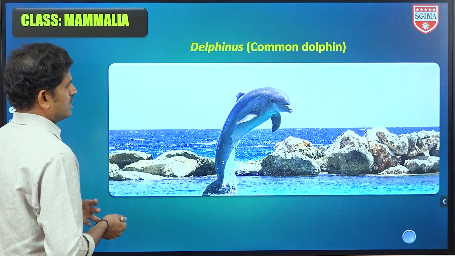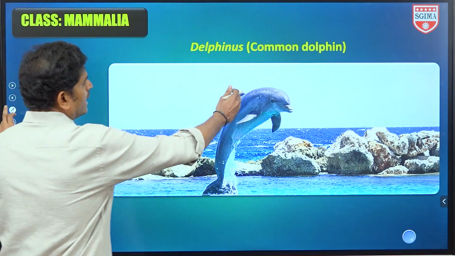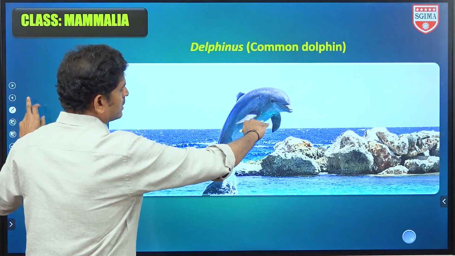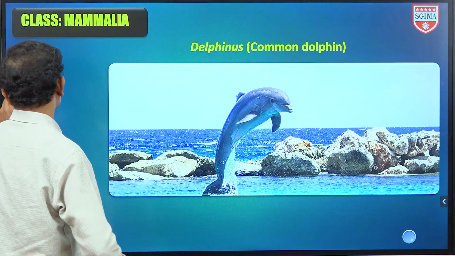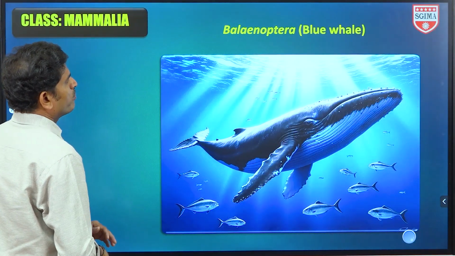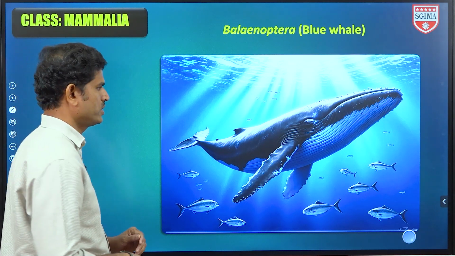Next one, Delphinus, dolphin it is, mammal. It doesn't have hairs, but its babies have hairs by birth. After some days it will shed them. Next one, Balaenoptera musculus, blue whale, the largest organism on our planet.